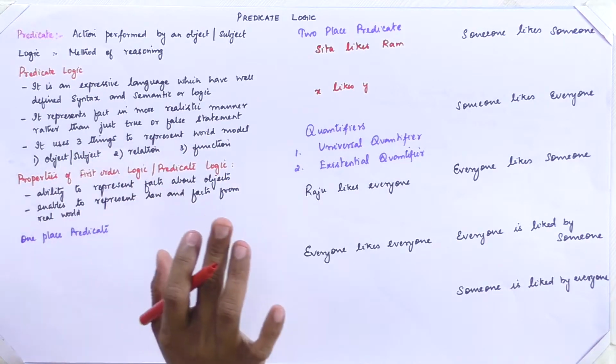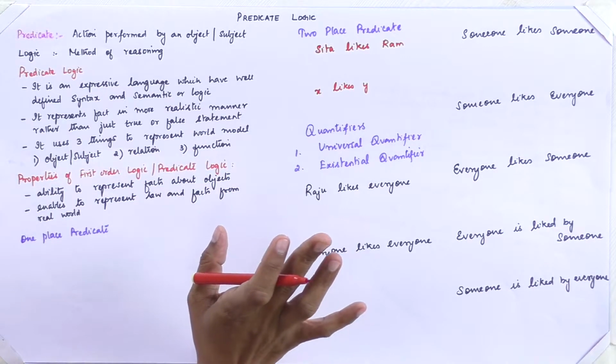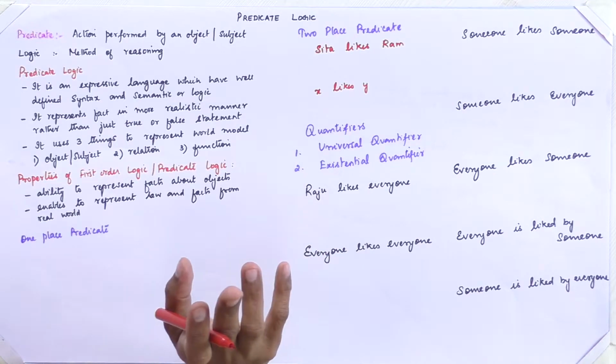Third point, three things are used in predicate logic. The first is the subject or an object, the second is a relation, and the third is a function. So this is all about predicate logic, and after knowing what predicate logic is, we should know the properties of predicate logic, which is also called first order logic.